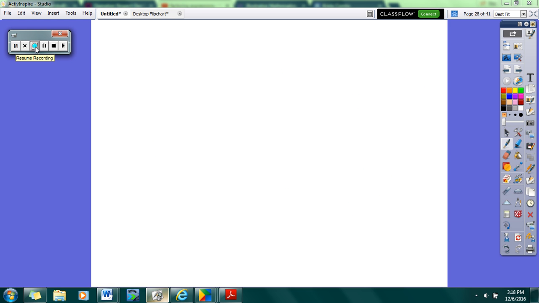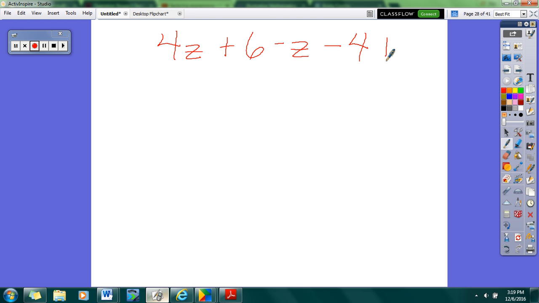I'd like to go back and try one more practice problem before I have you try your own, the guided practice on the bottom of the page. So say for instance I have 4z plus 6 minus z minus 4 plus 3z. Okay, so this is a lot longer than the algebraic expressions that we saw previously. So the first thing I want you to do is split these up. So I have 4z, positive 6, negative z, negative 4, positive 3z.